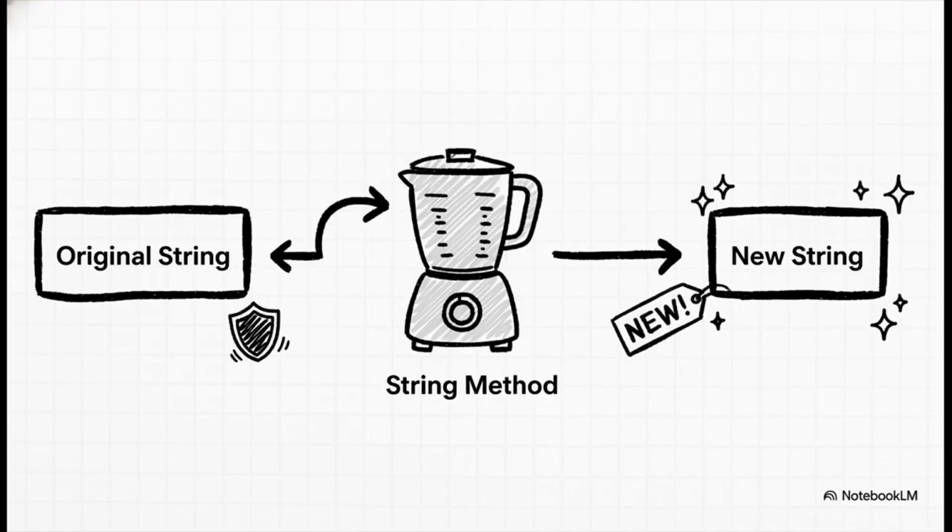So here's the bottom line, the thing you have to take away from this. String methods don't actually modify the string they're called on. They create and return a brand new one. If you want to use that new value, you absolutely have to assign the result to a variable.